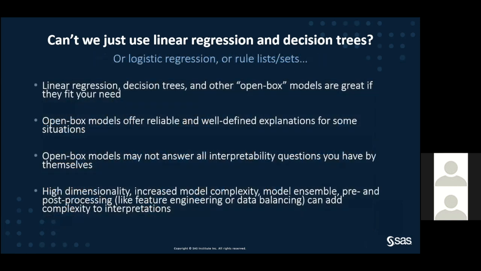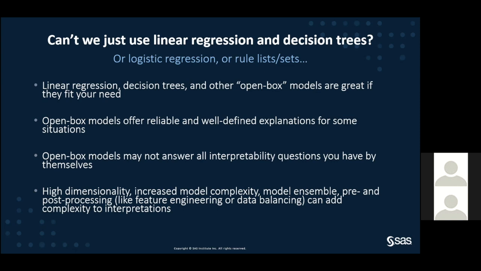So the quick story here is we call linear regressions, decision trees, and other such models open box models or interpretable models. They're great if they fit your need. If they are good enough for your accuracy, they offer really reliable and well-defined explanations for some situations. But they may not answer all the interpretability questions you have.